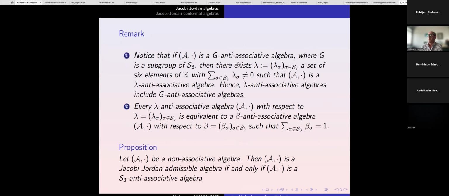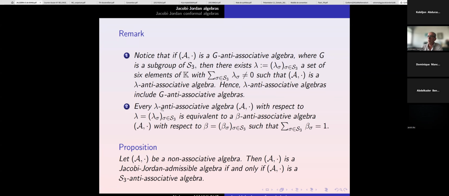Here are some observations. We notice that if you have a G anti-associative algebra, with G a subgroup, then there always exists a set lambda of scalars such that the sum is different from zero, and such that A dot is a lambda anti-associative algebra. Which means that this lambda anti-associative algebra includes the G anti-associative algebra I mentioned before.